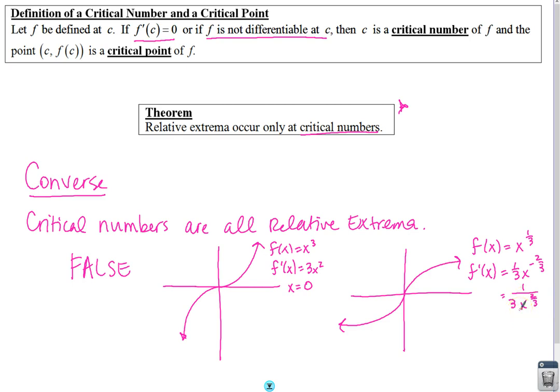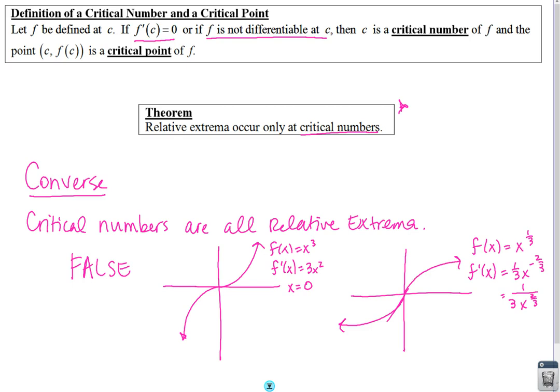So because your derivative is 1/3 x to the negative 2/3, my derivative does not exist at x equals 0. On my derivative function, I would have a sharp turn at 0. So because my function is not differentiable there, okay, that would be a critical number at 0, but it would not be a relative extrema because my function is always increasing. Okay, I hope that makes sense. If not, go back and watch it again. Maybe it'll make more sense the second time.